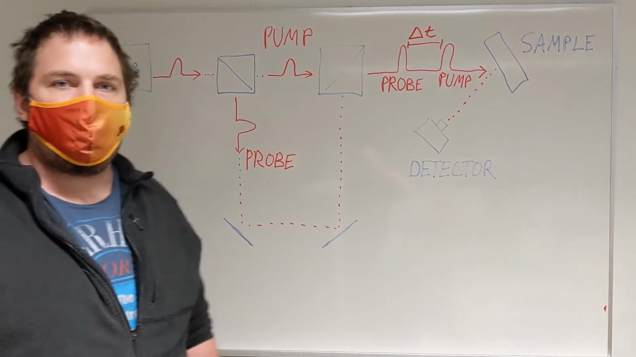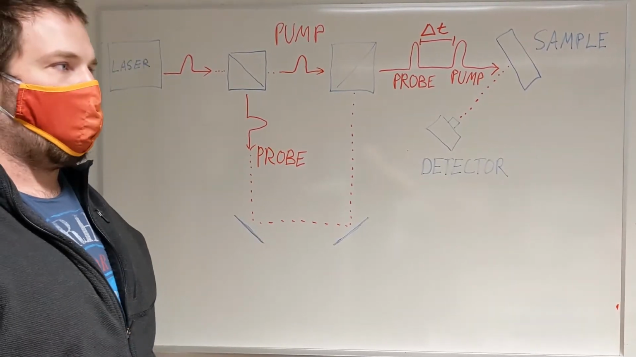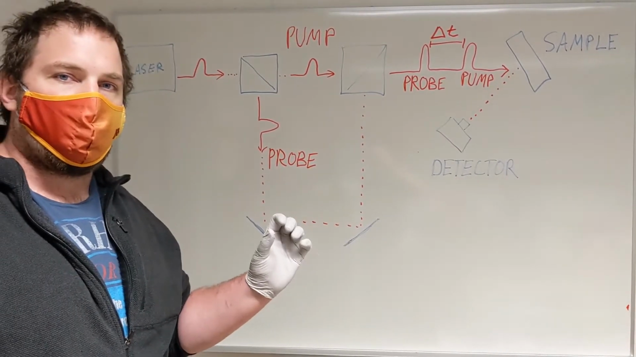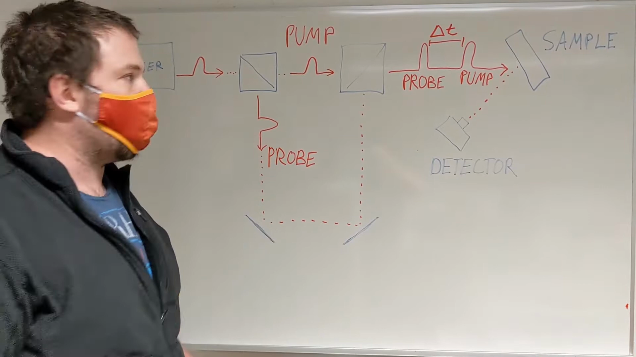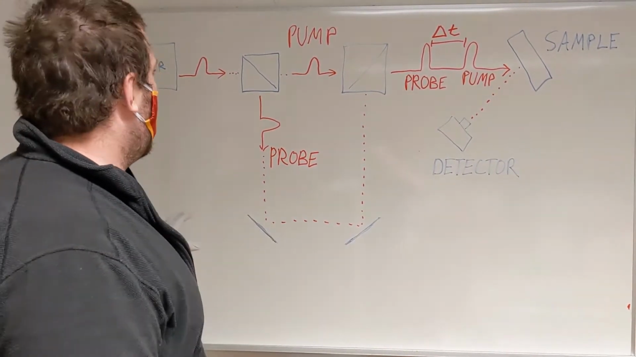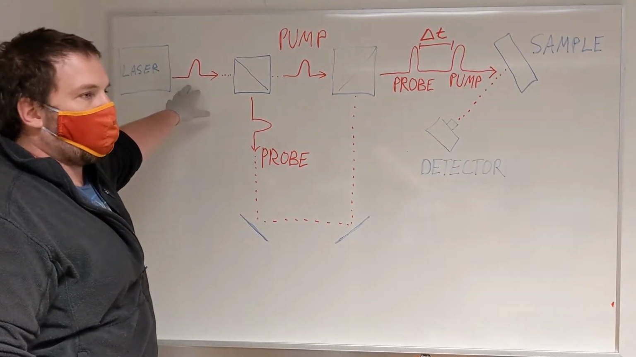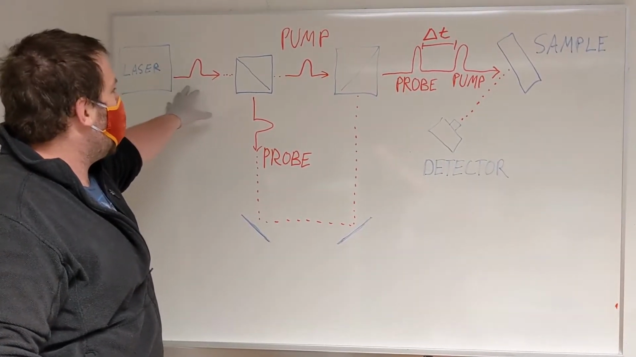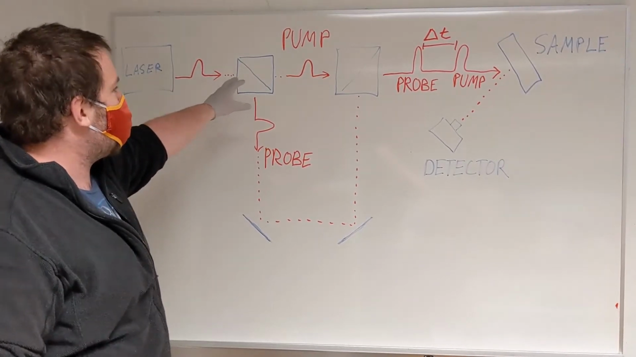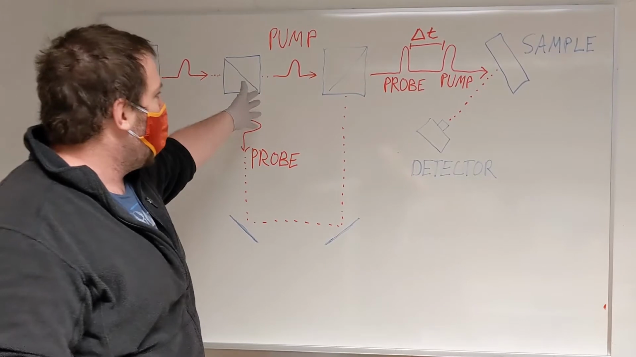Here at the Micro Nanoscale Thermal Transport Laboratory, we're interested in phenomena that happen at extremely short time scales and extremely short length scales. The way we do that is through something called the pump probe technique. So we have a laser that can create laser pulses as short as hundreds of femtoseconds, and we shoot that pulse into a beam splitter and create two paths. We call it the probe path and the pump path.